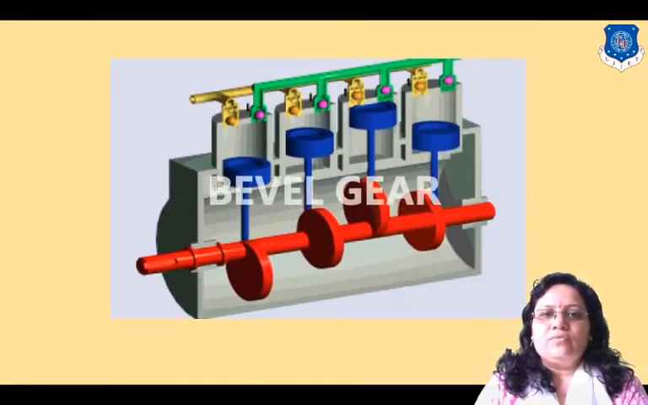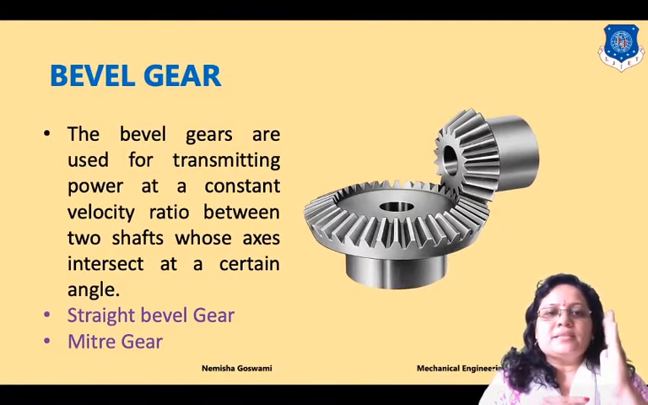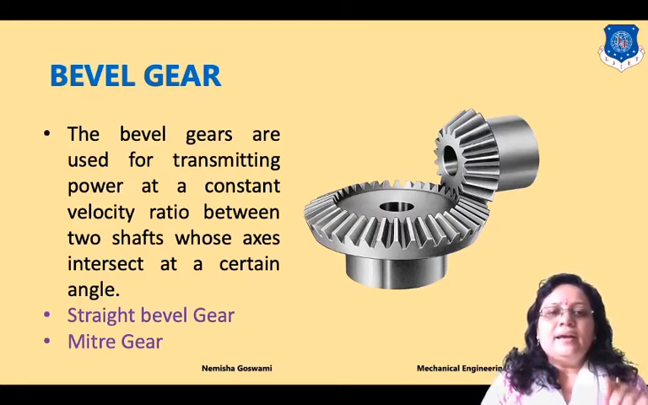So first of all, what is bevel gear? Bevel gear is a gear when the shaft axes of two gears are at some angle. These types of gears are known as bevel gears. Again, there is some classification of bevel gear: straight bevel gear and miter gear. So straight bevel gears are those gears when the teeth of the gears are parallel to the shaft axis and the shaft axes intersect with each other. These types of gears are known as straight bevel gear.